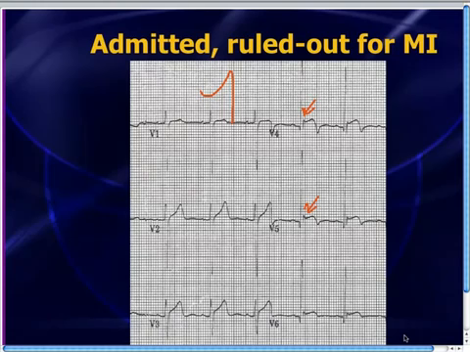Or if your cardiologist doesn't know about this, your cardiologist may say, oh, I've got to take this patient to the cath lab. And then they're going to take the patient to the cath lab. The patient's going to have clean coronaries. And then they're going to respect you for knowing something that they didn't. They won't tell you that, but they will certainly understand that you know more about electrocardiography than they thought.